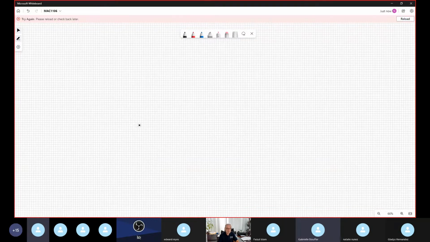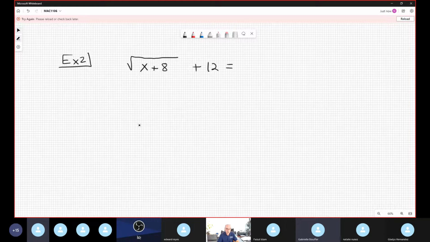Example 2. This is more interesting. Square root of x plus 8, plus 12 outside the radical, of course, equals x. Okay. It's a radical equation. Of course, it's a radical equation. It involves a radical, by the way a square root. So I need to be careful, because sometimes there may be a strange solution.